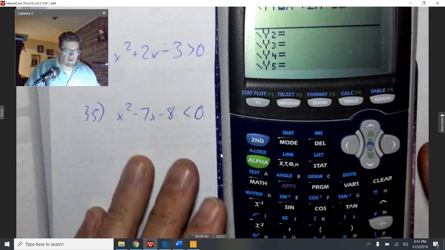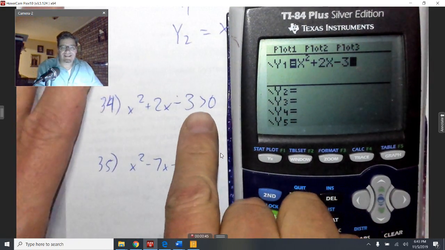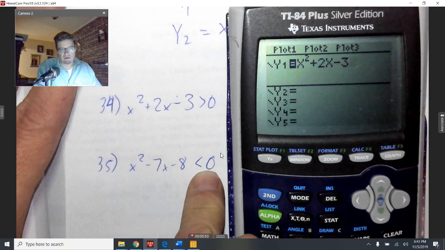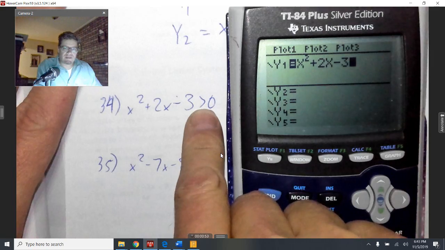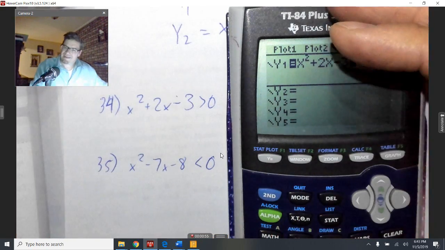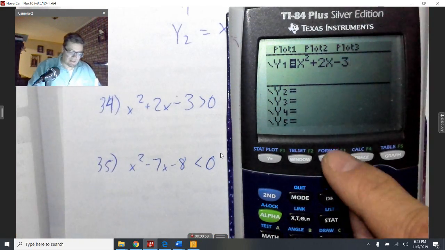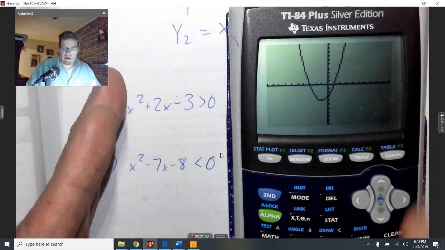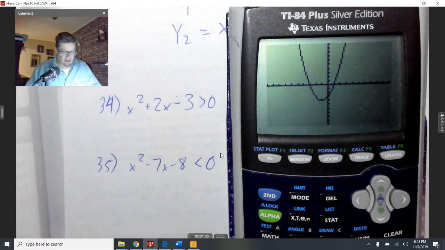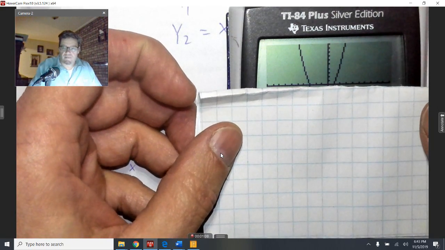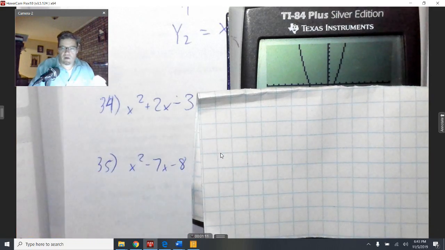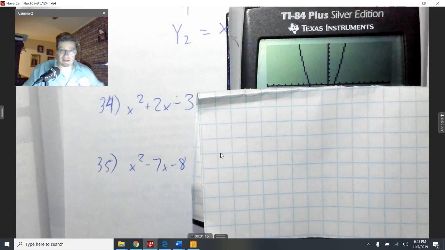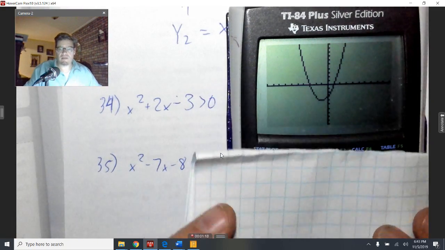minus 3. All right. Now what I'm looking for is this is greater than 0, and in 35 this is less than 0. If I want greater than 0, that means obviously if you're greater than 0, that's positive. And so I'm going to go zoom standard. I'm going to look for all the values that are greater than 0. So I can pretty much just cover that up, and I can just say that is where x is actually greater than 0 because it's above the x-axis. I'm going to ignore everything that's below.